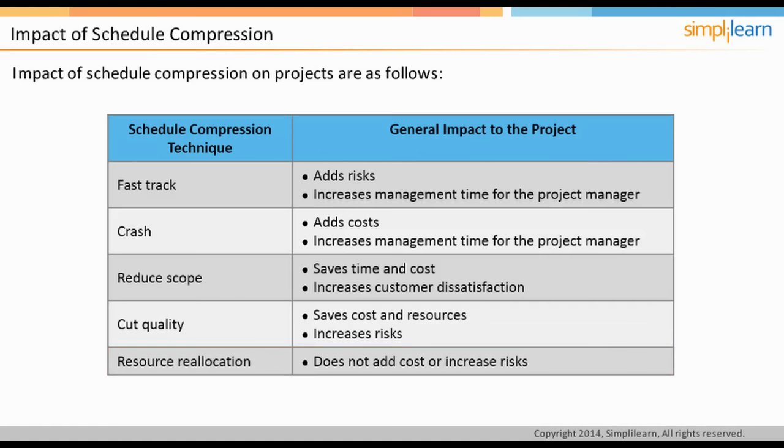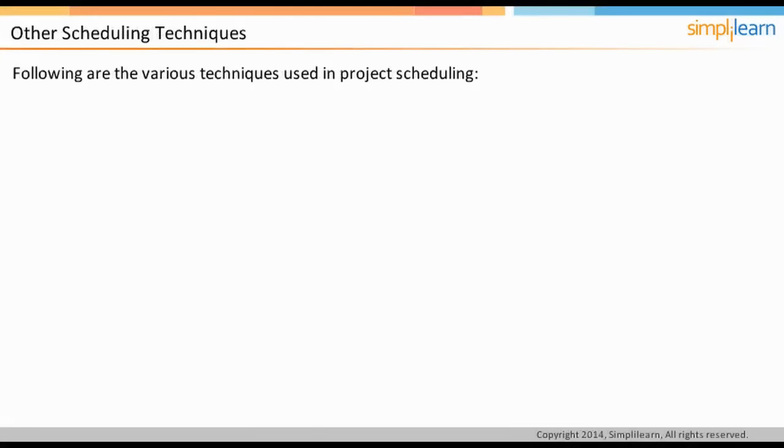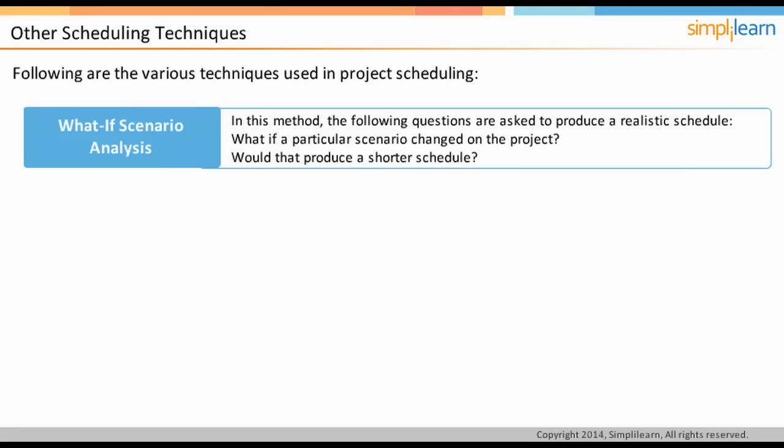In the next screen, let us look into the other techniques used in scheduling. There are several techniques that are used in scheduling projects. What-if scenario analysis. In this technique, questions like, what if a particular scenario changed on the project? Would that produce a shorter schedule? Are put forth to understand the impact of specific changes on the schedule. The goal is to produce a realistic schedule.